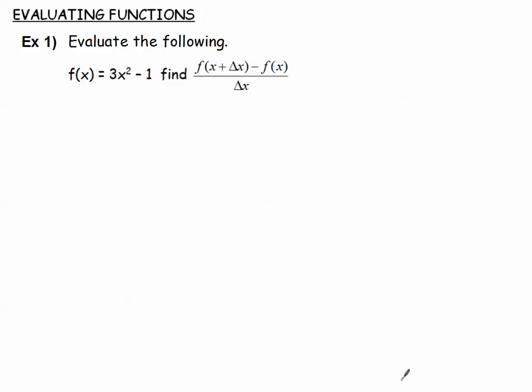Our example in evaluating functions involves evaluating the difference quotient, one very important topic that we need to use for calculus. So evaluating the following, where f of x equals 3x squared minus 1, we're going to find f of x plus delta x minus f of x over delta x. Notice that f of x plus delta x is part of what needs to get plugged in here. So let's start by evaluating that.